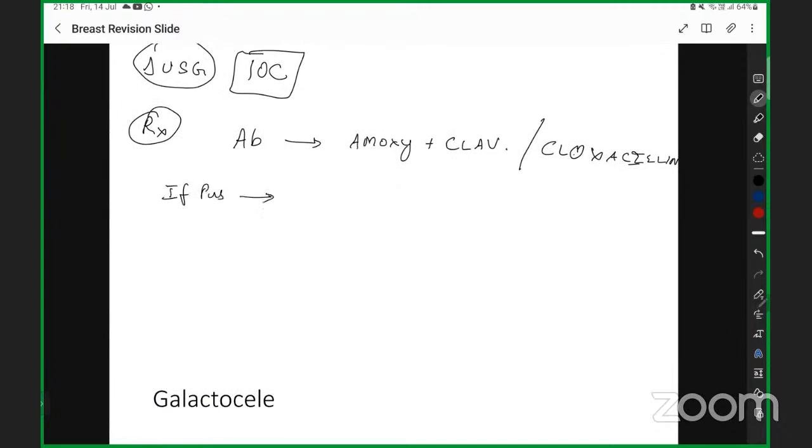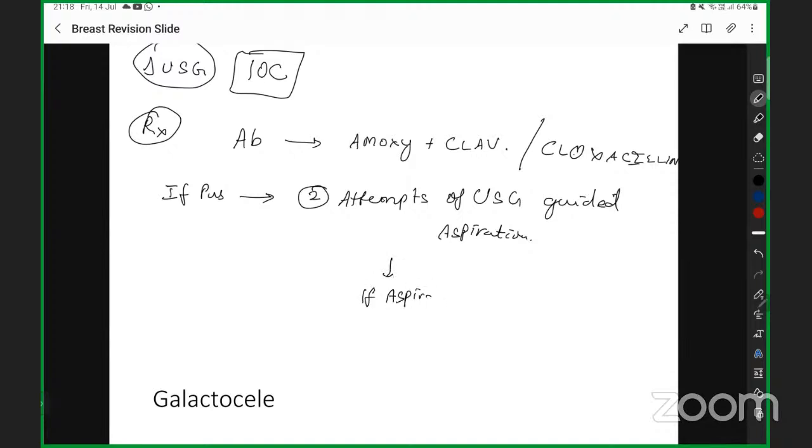If there is pus formation, what you have to do is first drainage. At least do a USG guided aspiration, because we want to check what is the infection that is predominant in this condition. That's why we do a USG guided aspiration. If aspiration fails, then you will go for incision and drainage.